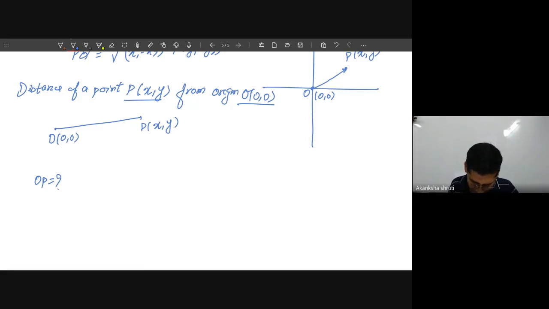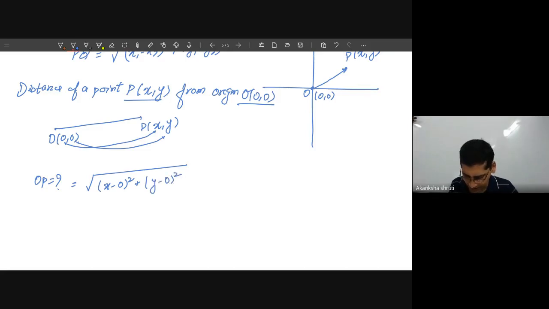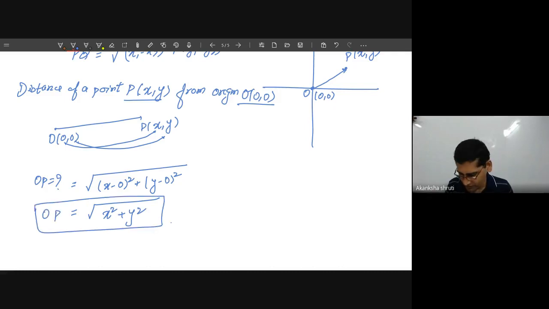So this OP is given by the x coordinate difference, meaning x minus 0 or 0 minus x, whatever you take, they mean the same thing, x minus 0 squared. Then you have to add the difference of the y coordinates, y minus 0, their square. So it becomes x square plus y square. So OP is the same as that. Okay, student.